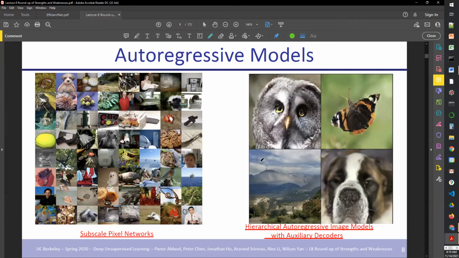So besides the domains we've discussed, which is mainly images and video, and audio because of WaveNet, we all know that autoregressive models have been a huge success in NLP.